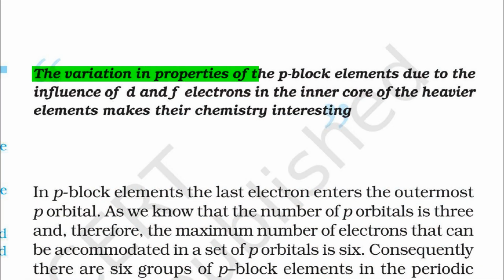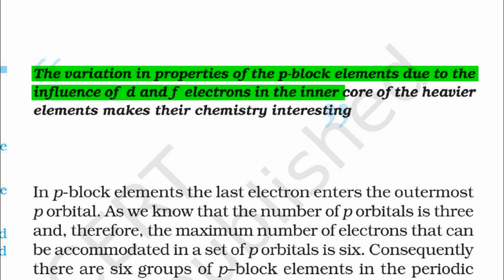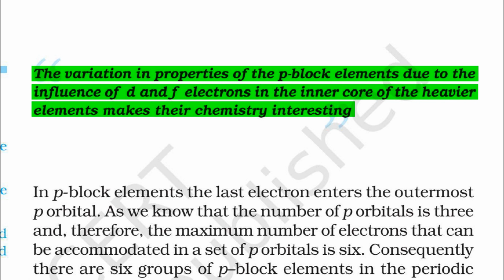Variation in properties of the P block elements due to the influence of d and f electrons in the inner core of heavier elements makes their chemistry interesting. We will discuss it in detail later, but remember that maximum deviations or exceptions that we are going to discuss in this chapter are due to the poor shielding effect of d and f electrons.